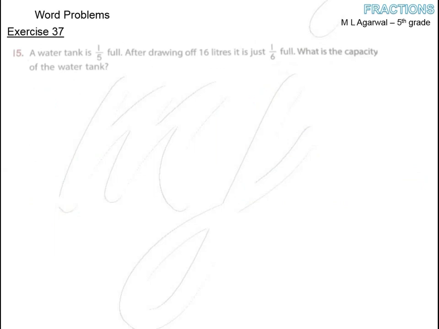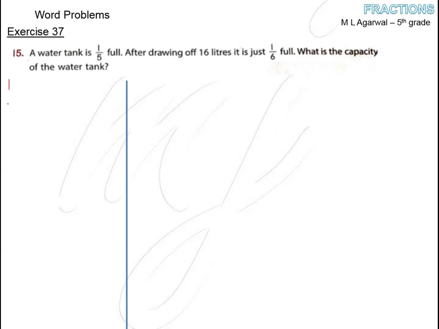We have another word problem. The water tank is 1 upon 5 full. After drawing off 16 liters, it is just 1/6 full. What is the capacity of the water tank? Okay, so let us say that this is my big water tank and this much in here is currently full. So this much is 1/5 of the full water tank.